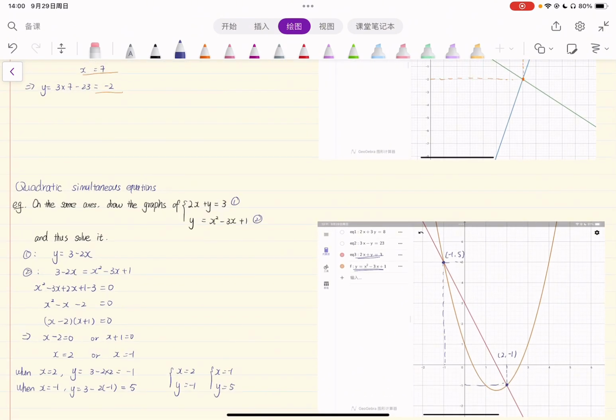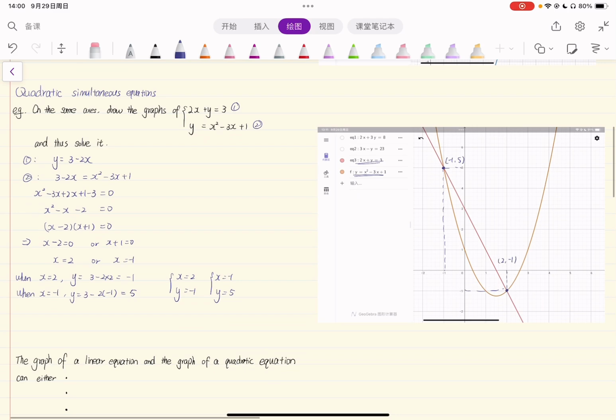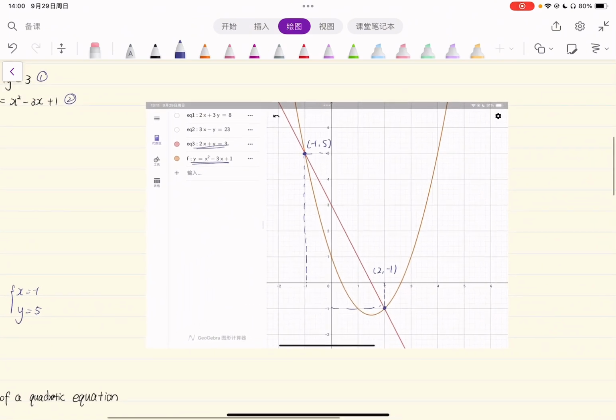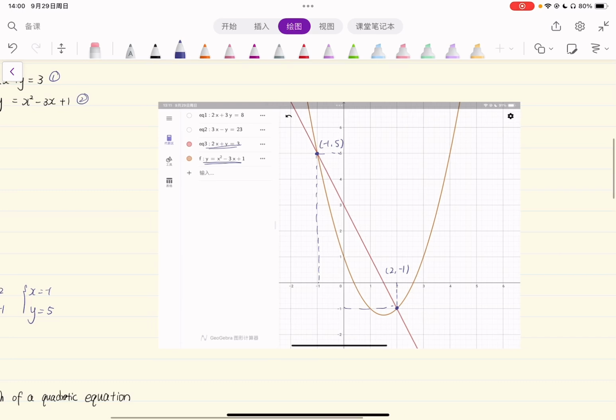Well, in the exam, if the question asks you to draw the graphs, you need to sketch them, because you can't use the software in the exam. I used it here to show more clearly that the intersection points are the roots of the equations, so you can understand that.